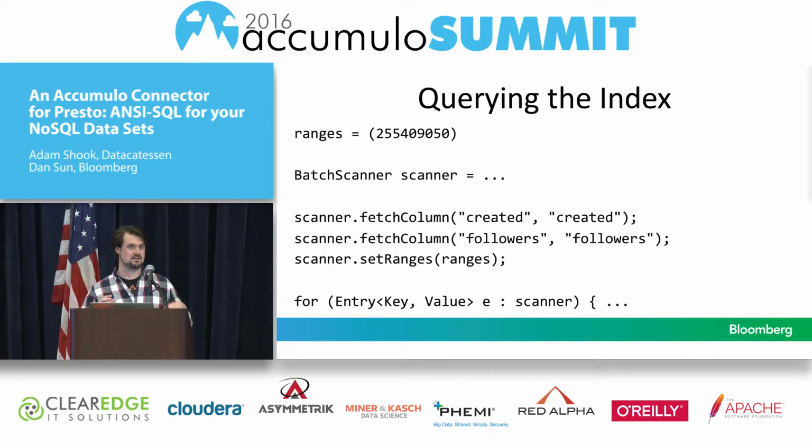So this set of range IDs are then serialized to JSON objects and shipped off by the Presto framework to a reader, where it will unpack those set of ranges, and it will programmatically say, I'm going to fetch the ID, which it's going to get automatically because it's the row ID, and we're only going to pull back the created column and the followers column, and we're going to select these ranges. And then it goes off and pulls the data out of Accumulo, converts it to Presto's model, and everything else continues.